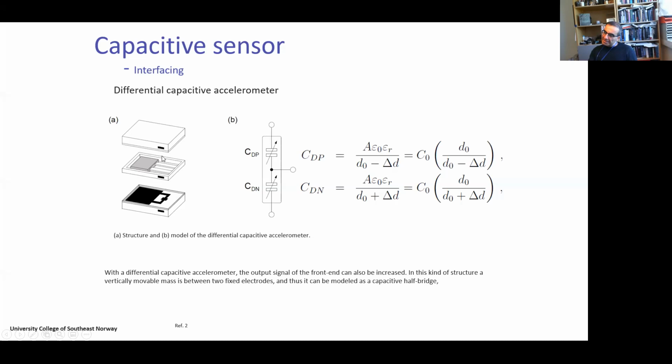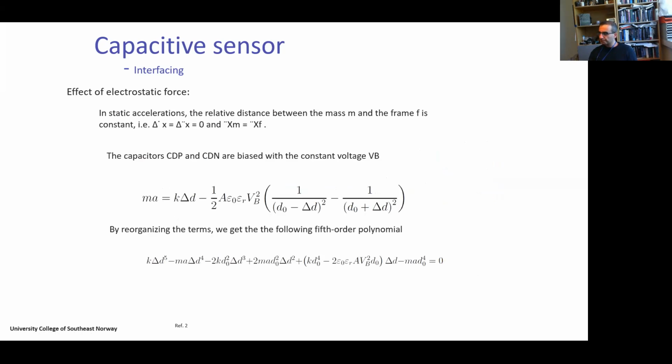So this is one way of doing it, and differential capacitors are being used very often. They are the most common ones normally, especially in accelerometers.